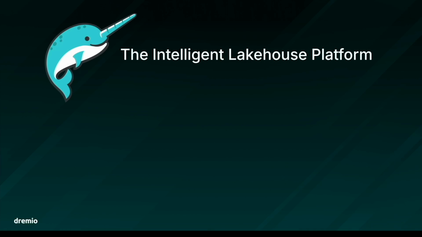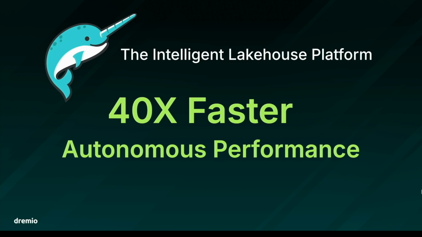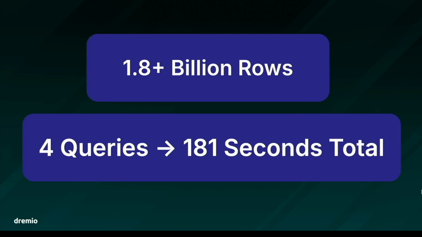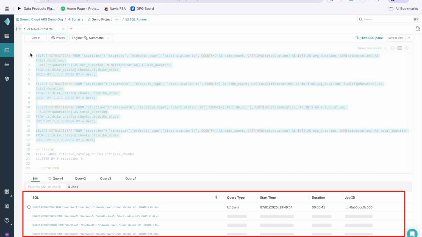Today I'm going to demonstrate over a 40x performance improvement which is delivered through Dremio's autonomous performance innovations. We will initially run 4 queries on over 1.8 billion rows. This usually takes a combined 181 seconds to run, but based on these queries, Dremio will intelligently optimize tables and performance, so without any effort, all queries will complete in less than 1 second each. Let's begin by running our queries.